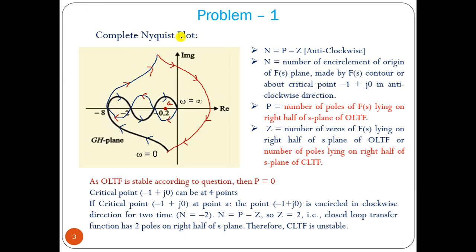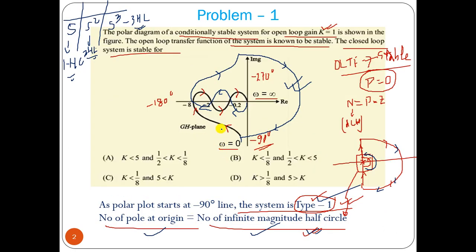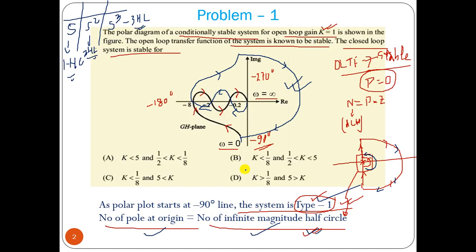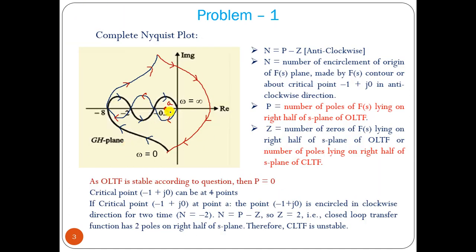Now this is the plot, there is no doubt. So what we have to find out is the range for which the closed loop system is stable. Now k equal to 1, this is the plot. So what we can write, this is equal to minus 0.2k, this is equal to minus 2k, this is equal to minus 8k. That we can write without any confusion.